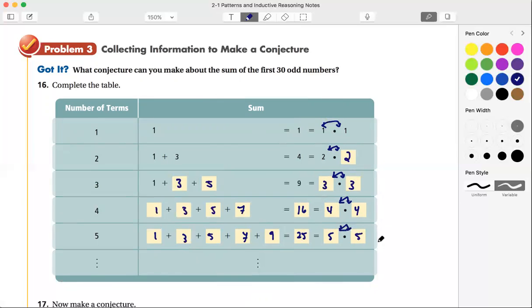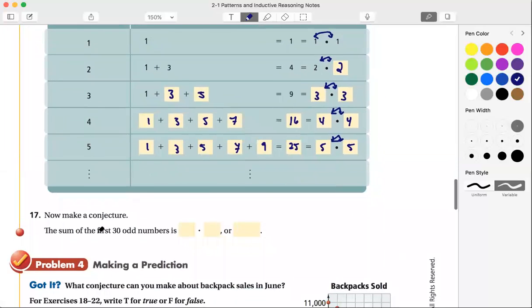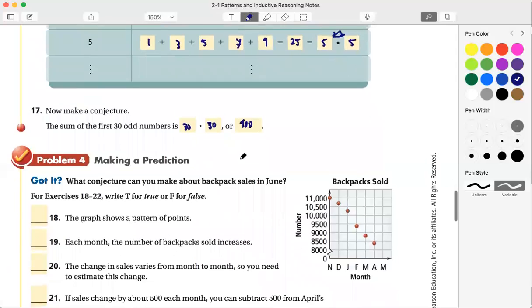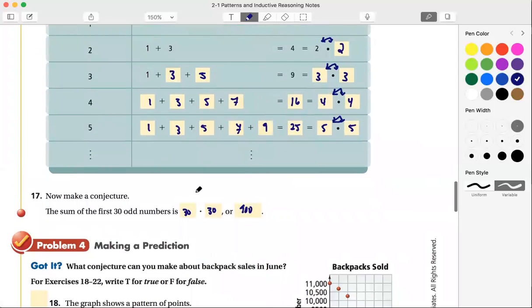So let's see if I can make a conjecture about that. The sum of the first 30 odd numbers is 30 times 30, or 900. And how did I figure that out? Because look at this. The sum of the first odd number is 1 times 1. The first 2 odd numbers is 2 times 2. The first 3 odd numbers is 3 times 3. The first 4 odd numbers is 4 times 4, etc., etc. All right, so that is how we make a conjecture. We look for a pattern and we make a conjecture from it.